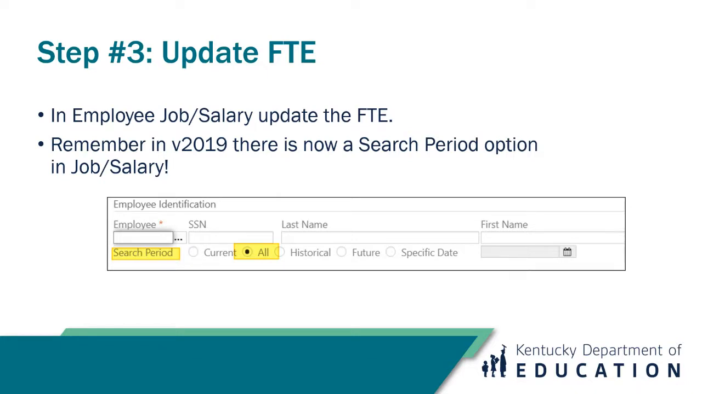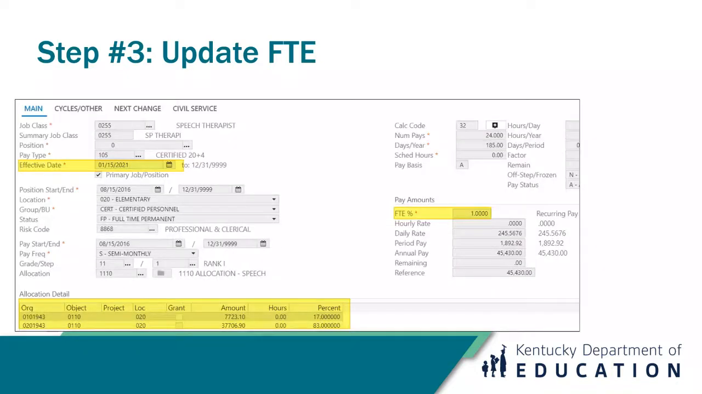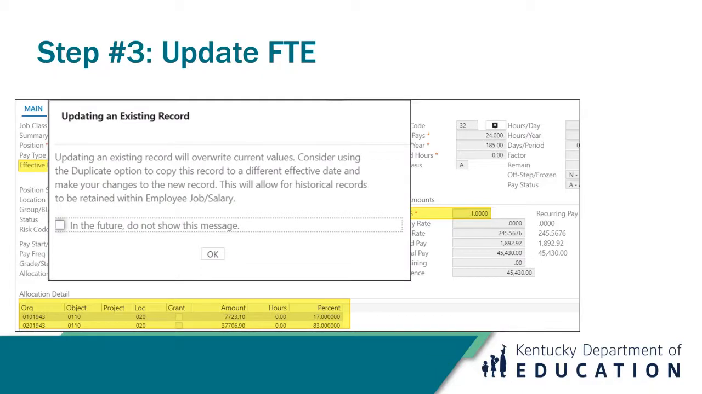So in this example, again, that first job pay for the non-match pay, it created the record with a full FTE and their salary broken out at 17 and 83%. I do need to update the FTE to reflect the 0.9, because 90% of their pay comes from there. In version 2019, when you select update, it will give you this warning message that will keep coming up unless you check mark that box.